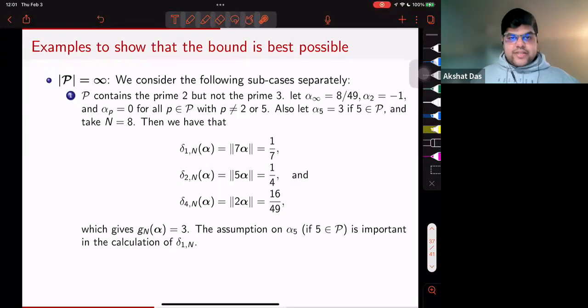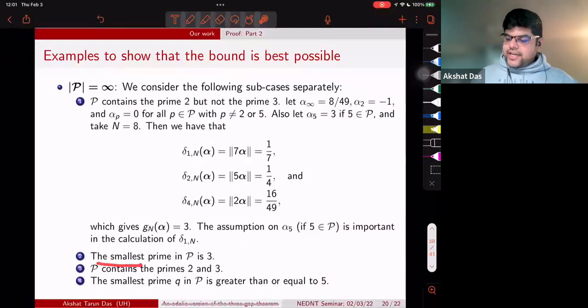Okay, so there are 3 other subcases. The second one is that the smallest prime in the set P is 3, so that means 2 is not there. The third is that both 2 and 3 are in the set. I think I forgot to say this for the second subcase of the finite one also, that we have similar examples for these particular subcases in our paper. But of course, I was not able to include all of them, so I'm just stating the subcases here. And then the fourth and generic subcase is that the smallest prime q in our set of primes is at least 5.